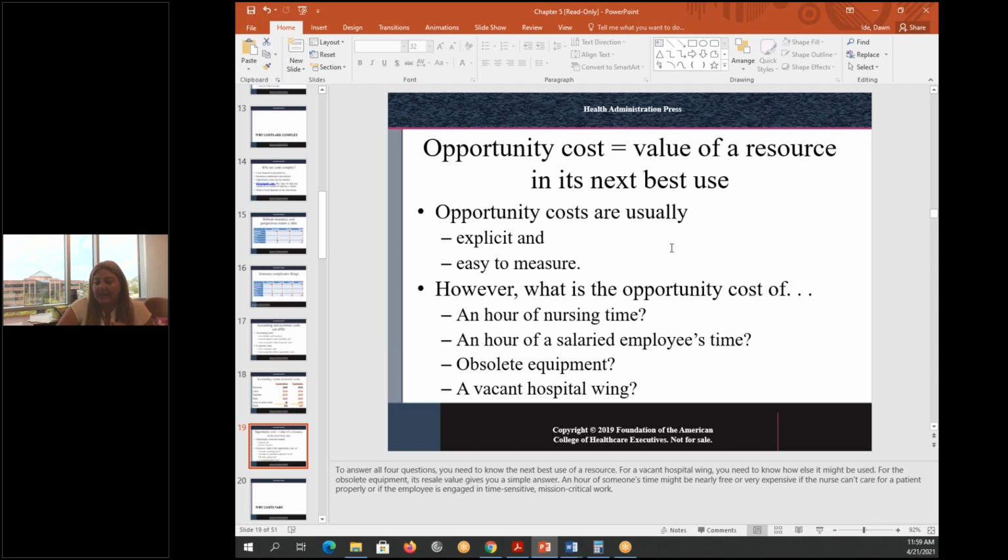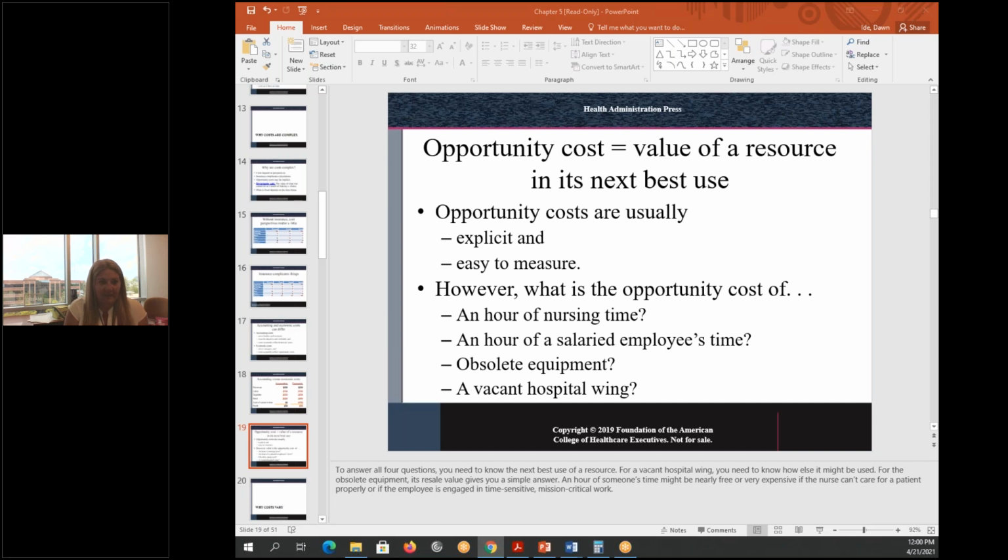But what is the opportunity cost of an hour of nursing time, an hour of salaried employees' time, obsolete equipment, a vacant hospital wing, right? So the question is, when we're looking at and thinking about opportunity costs, what is that actual cost?